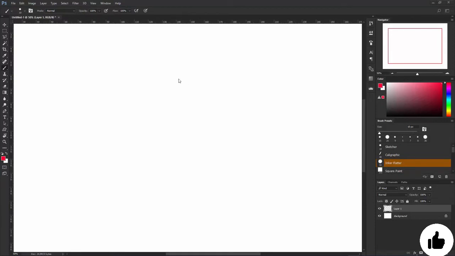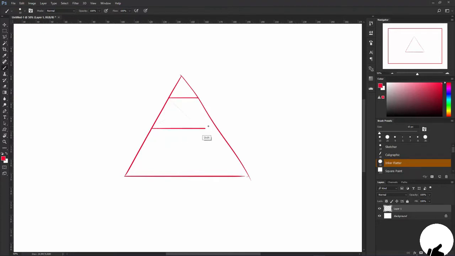So the first thing that I'm going to illustrate here is this triangle, and the triangle is made of three parts. It's in order of importance, right? At the bottom we have shape, in the middle we have form, and at the top we have details.